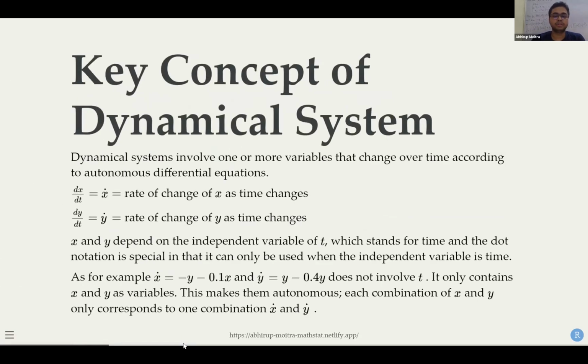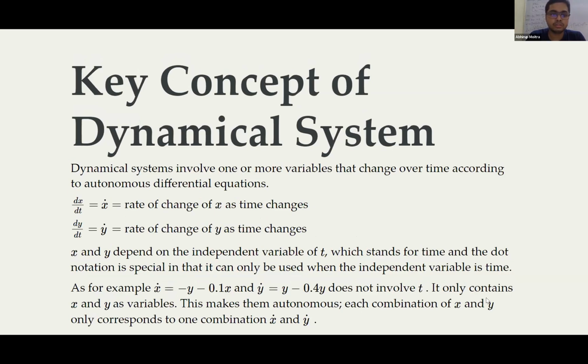From here, we come to our key concept of dynamical systems. Dynamical systems involve one or more variables that change over time according to autonomous differential equations. For example, you can say that x dot equals minus y minus 0.1x, and y dot equals minus y minus 0.4y. It only contains x and y variables, right? This makes them autonomous, and each combination of x and y corresponds to only one combination of x dot and y dot.